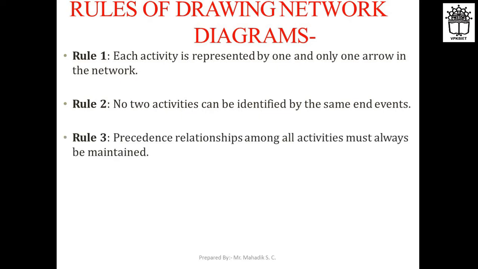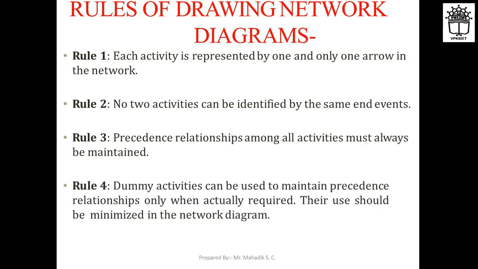Then third, the precedence relationship among all the activities must always be maintained, and dummy activities can be used to maintain the precedence relationship only when actually required. Their use should be minimized in the network diagram also. The next is that looping amongst the activities must be avoided. That is rule number 5. So these are the rules for drawing the network diagram. We will see that with the help of more images in the next slides.